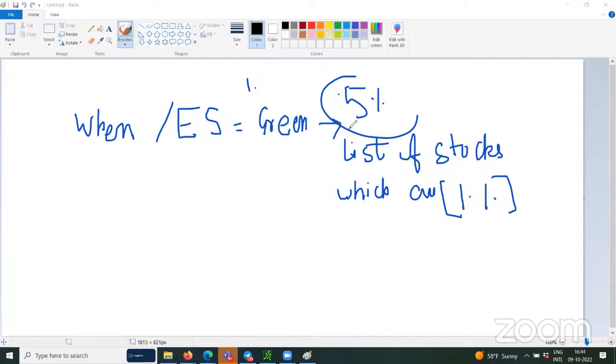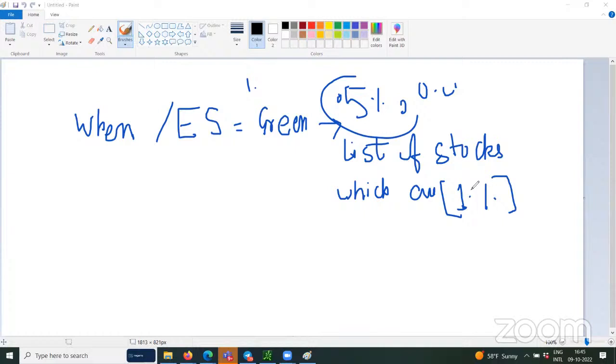This is my very first step. I look at all the stocks which are almost relatively double. Like if it is 0.00, it should be roughly 0.25 or 0.5. If it is 0.5, it should be 1. If it is 1, it should be 2. If it is 2, it should be 4 or 5.